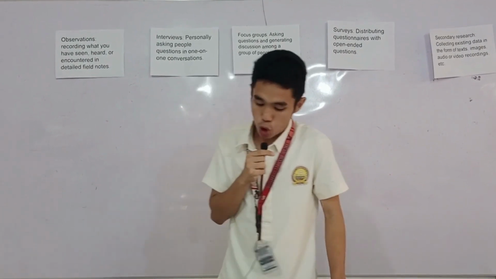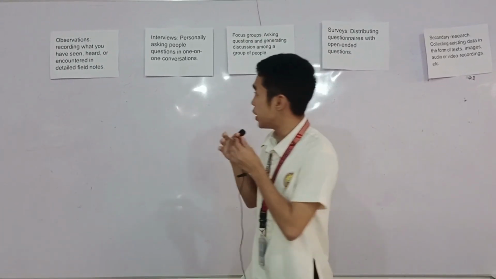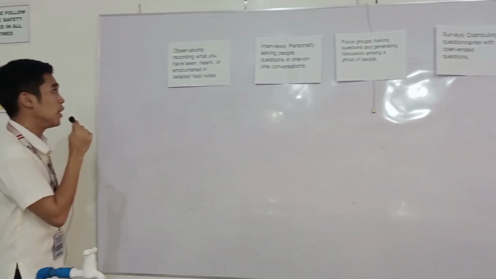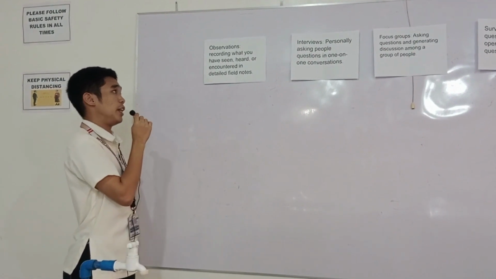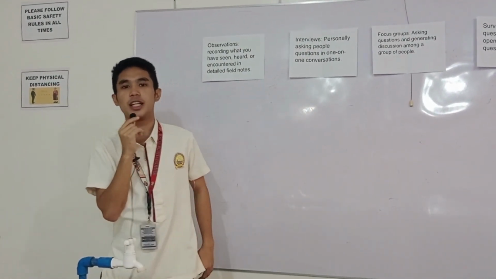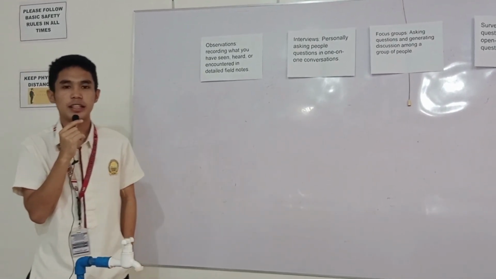Now, I'm going to show you the most common qualitative methods. So the first one, observation. Observation is recording what you have seen, heard, or encountered in detailed field notes. For example, I will give a scenario that defines what observation is in qualitative research.